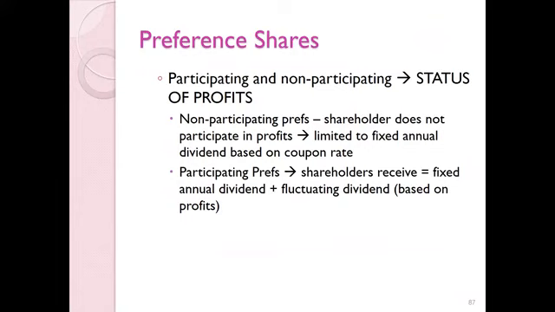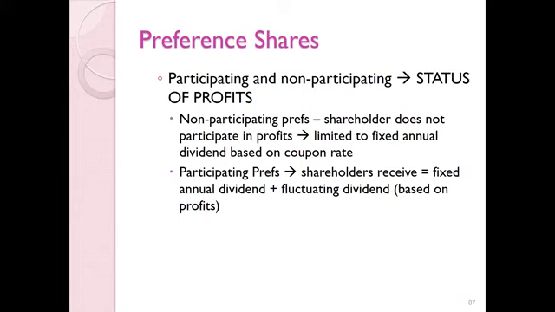Some other elements of preference shares that you need to be mindful of is whether they are participating or non-participating. What are they referring to when they say that preference shares are either participating or non-participating? They're actually talking about whether they share in part of the profits or not. So non-participating preference shareholders don't actually participate in the profit itself. They're only going to get that fixed annual dividend based on the coupon rate.